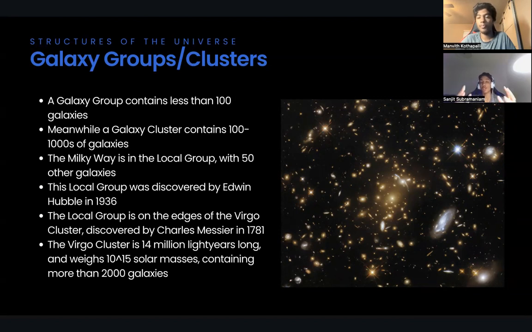Basically, these are gravitationally bound systems. So that's why you might see the Milky Way and Andromeda moving closer together, because they're in a galaxy group. Whereas if you look at other galaxies, they'll be moving farther apart because of dark energy.